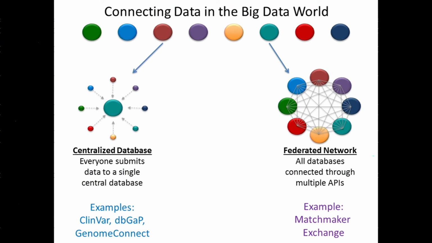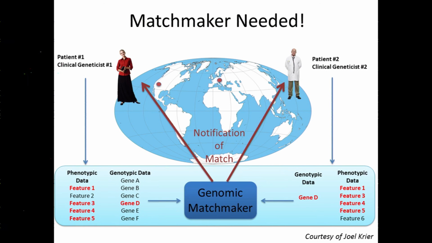So it doesn't force everybody to have to send their data into a centralized place. The major use case for this is actually in gene discovery for Mendelian disease, where you may have 2 different patients with similar phenotypes, and you're trying to find the gene that causes the disease.